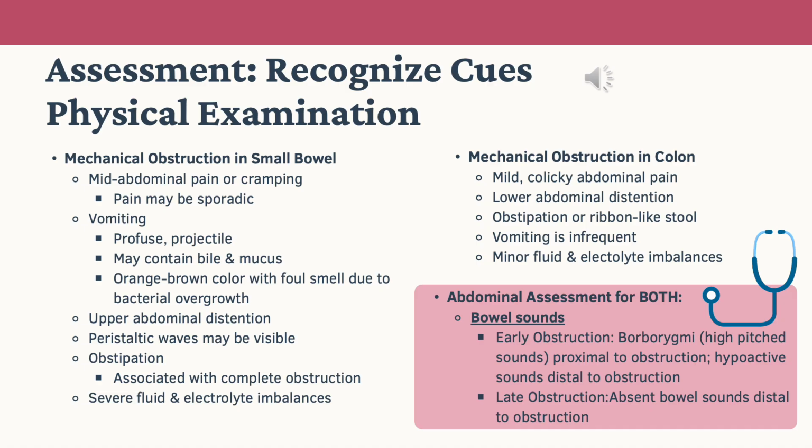When we do our abdominal assessment for both small bowel and large bowel obstructions, we may hear high-pitched bowel sounds, or borborygmy, as it's otherwise known, proximal to the obstruction. And this just shows the bowel's increased activity as it's trying to push contents forward. However, distal to the obstruction, you may hear hypoactive or absent bowel sounds, which indicates the progression of the obstruction. So initially they may be hypoactive, and then later on in the stage of the obstruction, you might hear absent bowel sounds.